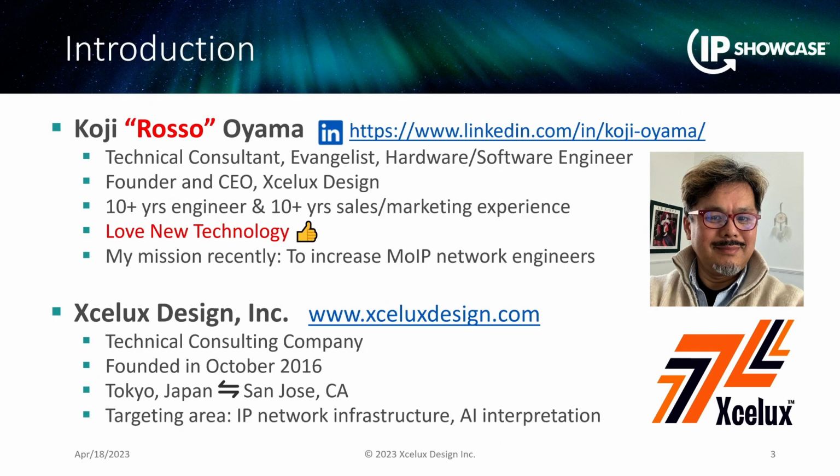So first of all, I'd like to introduce myself. My name is Koji Oyama, and as you know, there are millions of Koji in Japan. Very popular name. So recently, I changed my business name from Koji to Rosso. Rosso means red, the color of red in Italy, and red is my lucky color and happy color in Asian area. So call me Rosso from now on.